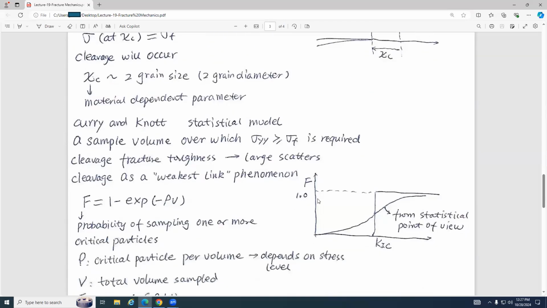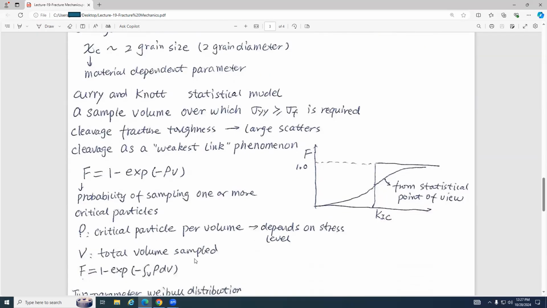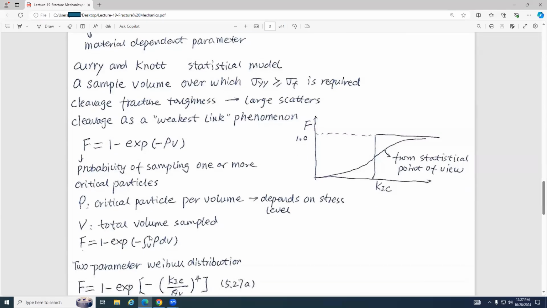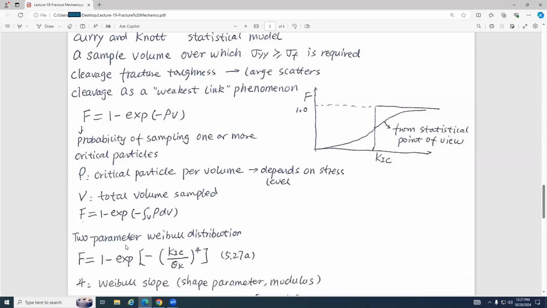Right, cleavage. So look at this figure. This F is the probability of sampling one or more critical particles, and it equals 1 minus exponent of minus PV, where P is the critical particle per volume, which depends on the stress level, and V is the total volume sampled. We can use this equation, and we have this two parameter Weibull distribution.